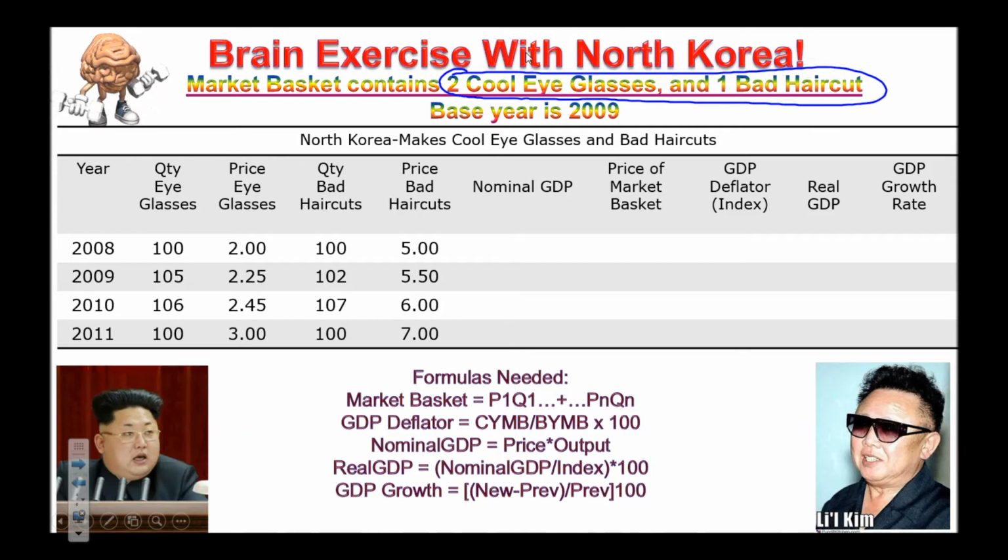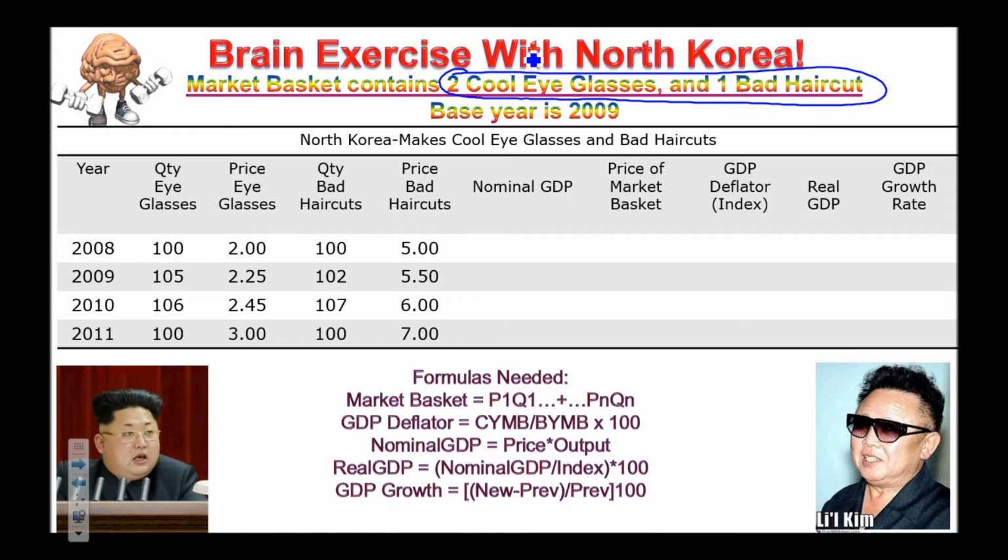It's just a basket of goods that the typical consumer buys. Every year the government will check to see what that market basket costs, and when it goes up, that indicates there's inflation. So we're going to use that as a measure of inflation so that we can calculate real GDP.